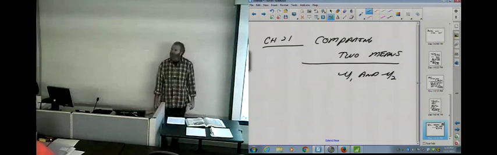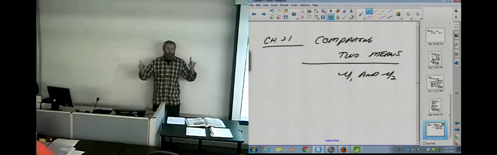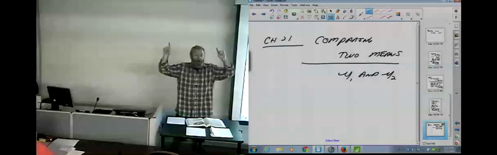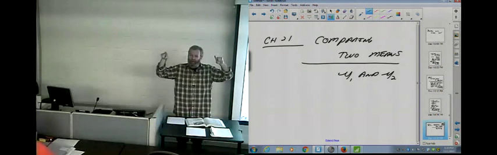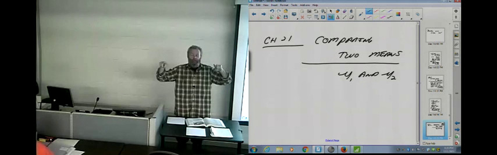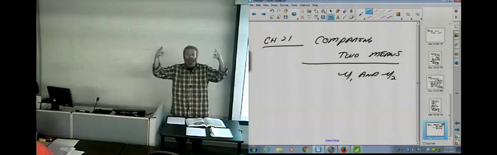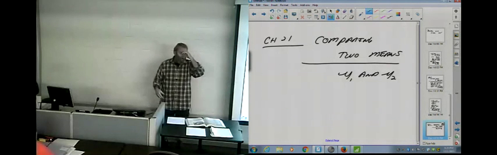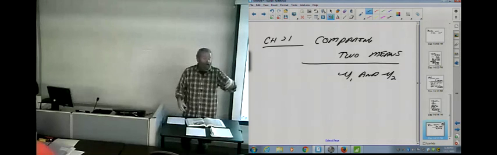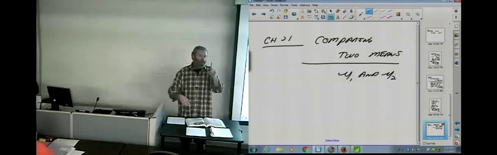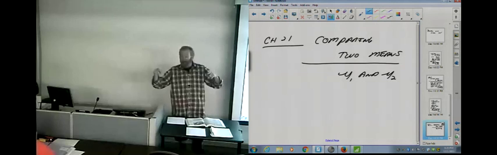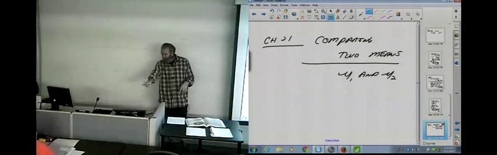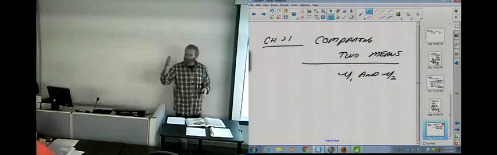Now there's two of everything. There's two populations. There's two population means. There's two population standard deviations. There's two samples. There's two sample sizes. There's two sample means. There's two sample standard deviations. There's two of everything now. There's not one population. Everything we've done up till now, there's been one population and one sample. I don't care if it was about a mean or about a proportion. There was one. Now there's two. And what we want to do is we want to compare the mean of this population with the mean of this population.